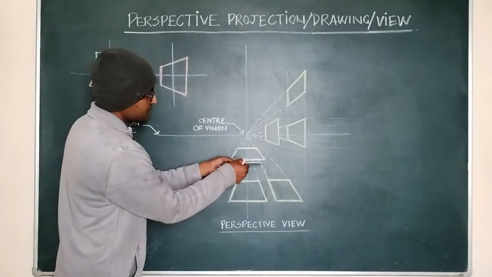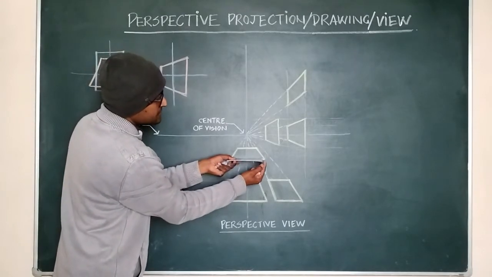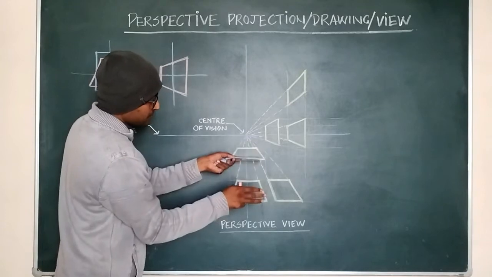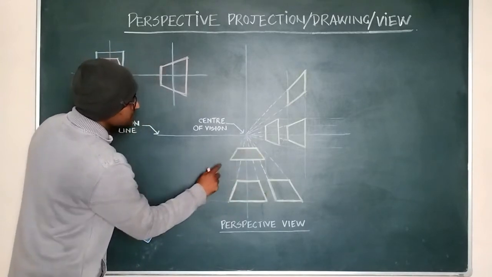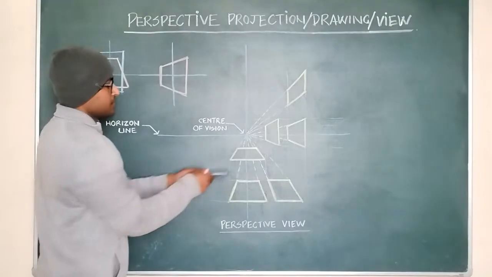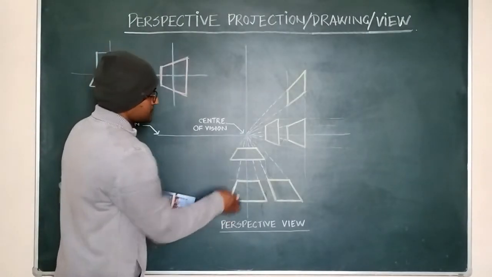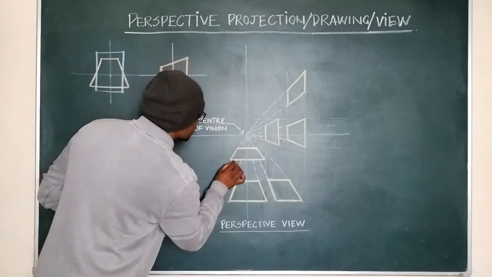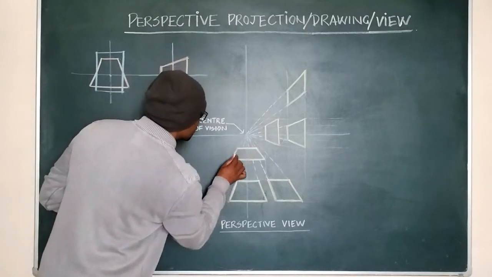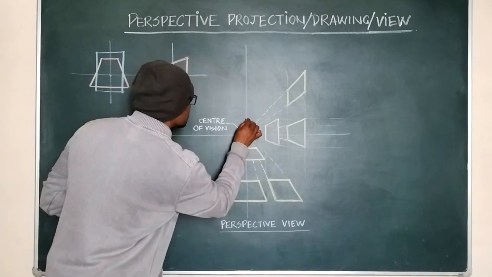So if you see, in the previous case these lines were perpendicular to the picture plane and these lines were merging at the center of vision. Now I am putting my plane like this. So here what will happen? Now these lines are not going to merge here, it will merge somewhere here.